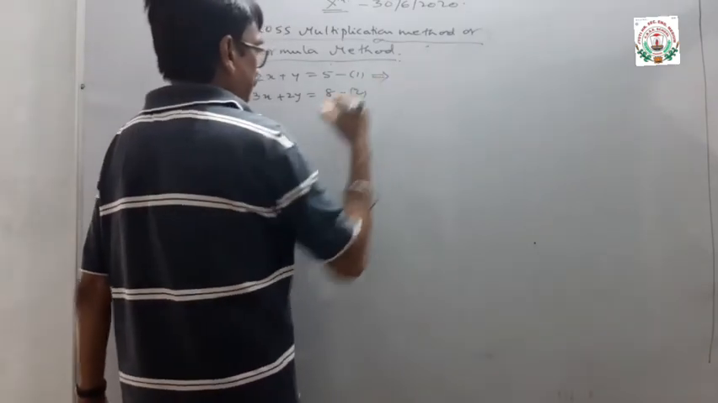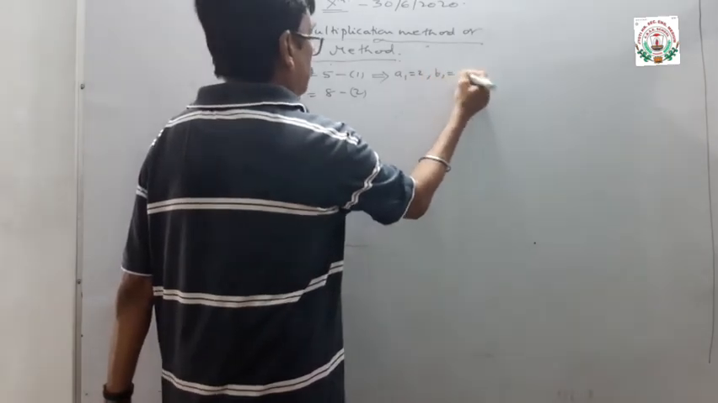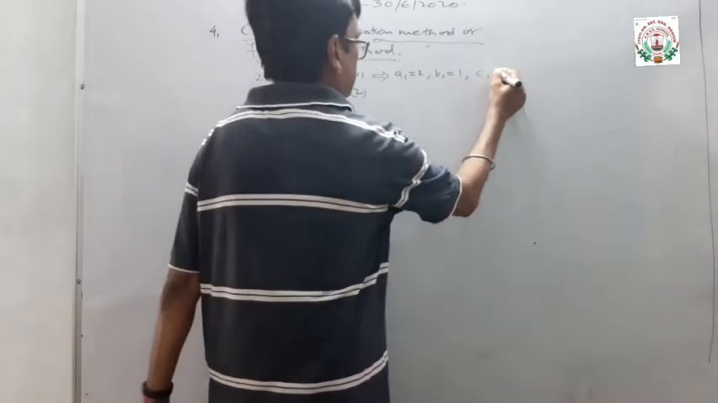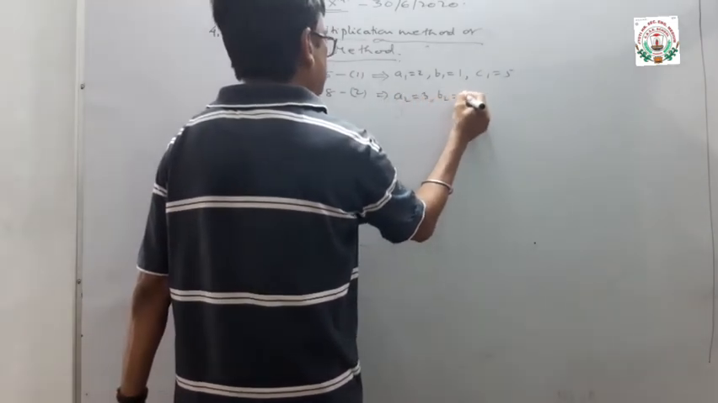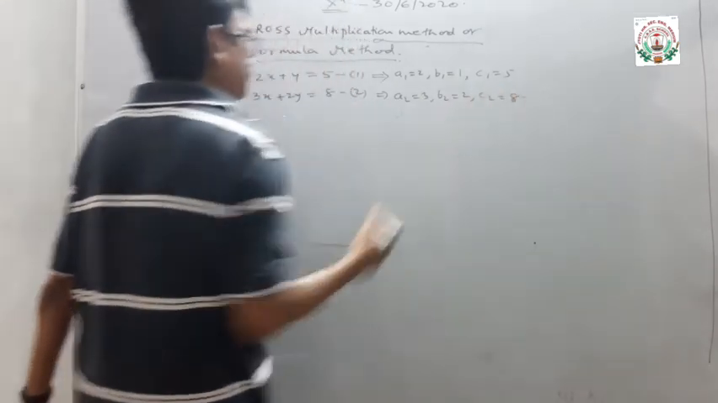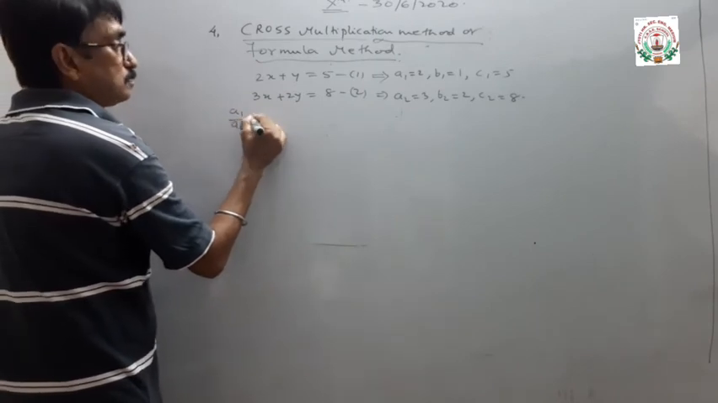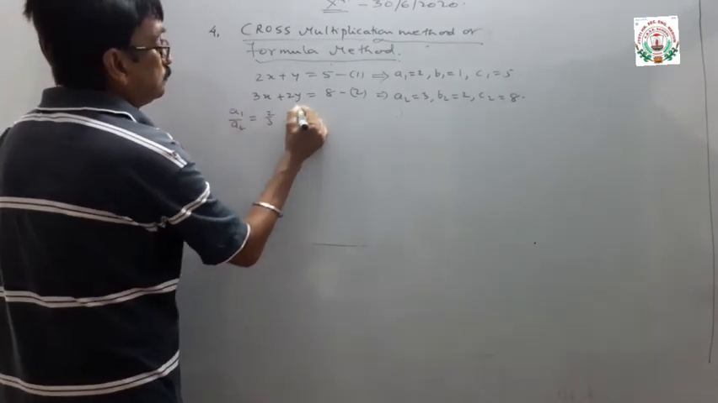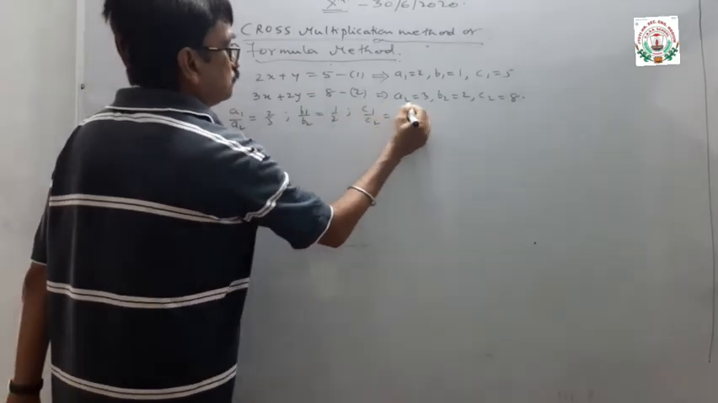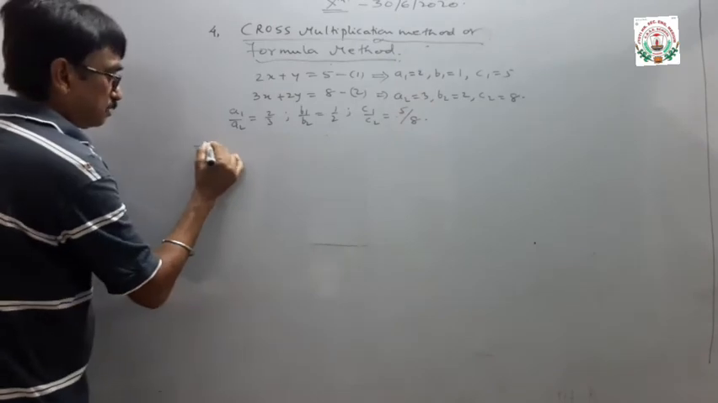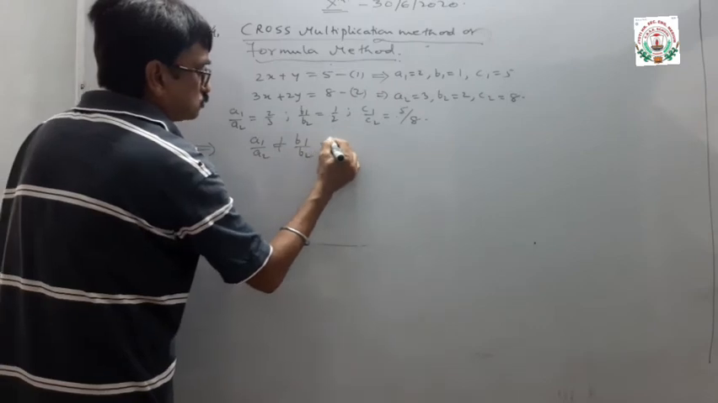Here first we compare the coefficients. a1 value is 2, b1 value is 1, don't write y, and c1 is 5, a2 is 3, b2 is 2 and c2 is 8. Now I am going to take all the ratios. a1 by a2, 2 by 3, b1 by b2, 1 by 2, c1 by c2, 5 by 8. So clearly we can see that here a1 by a2 is not equal to b1 by b2, so it has a unique solution.